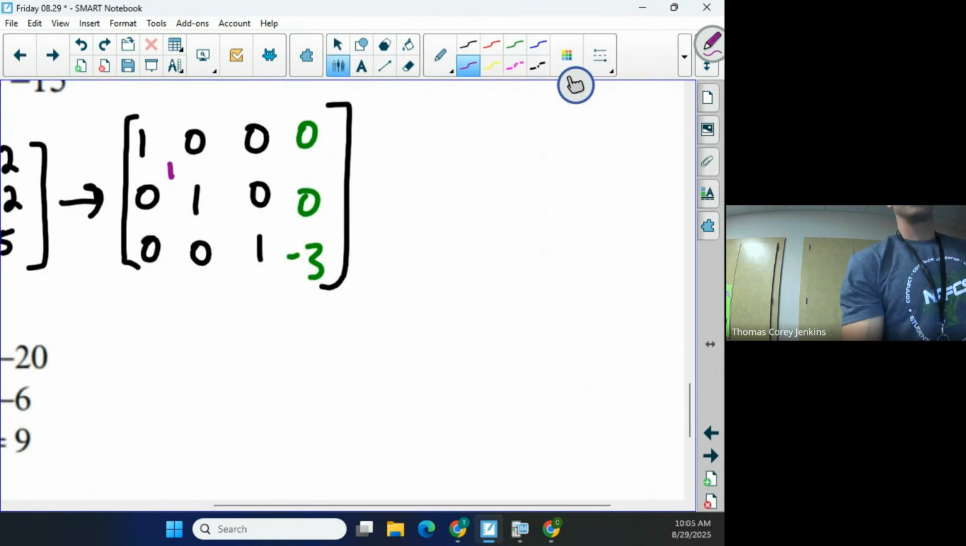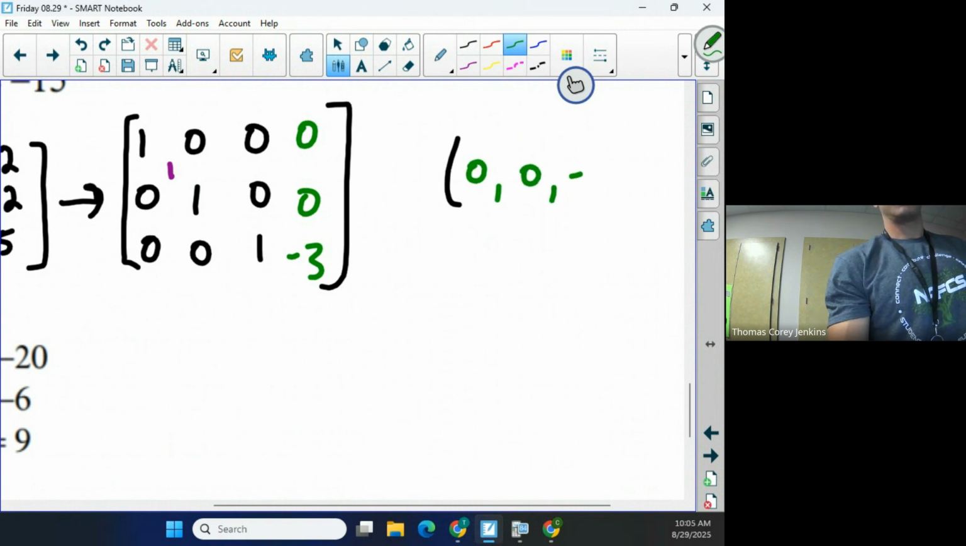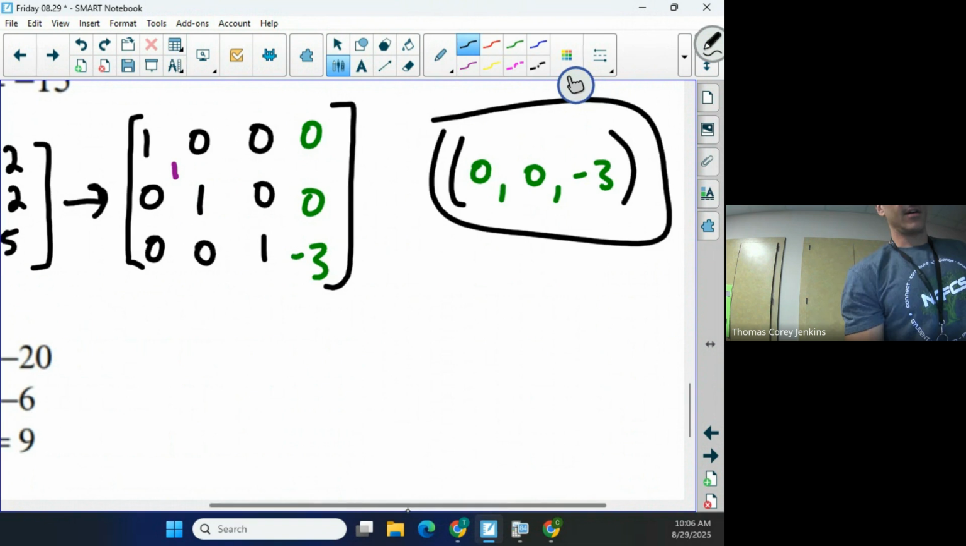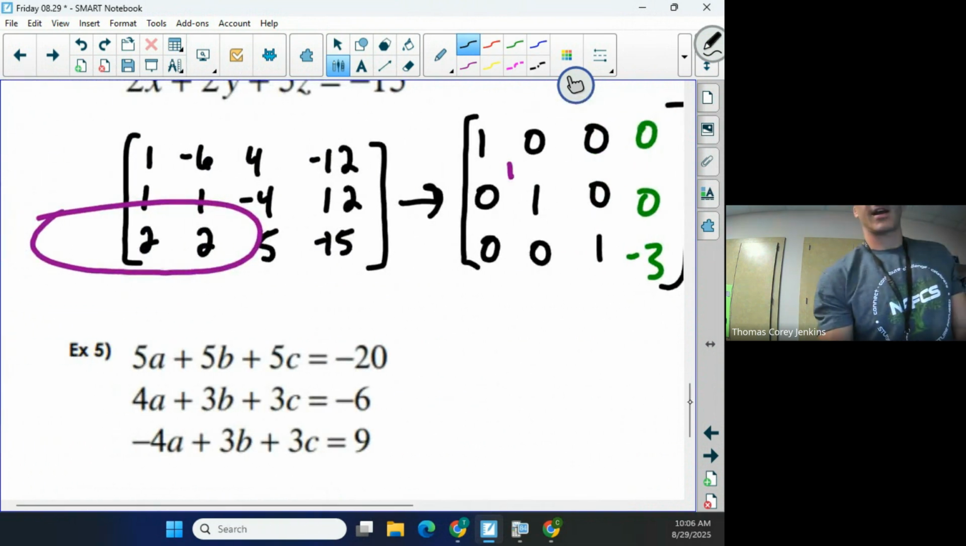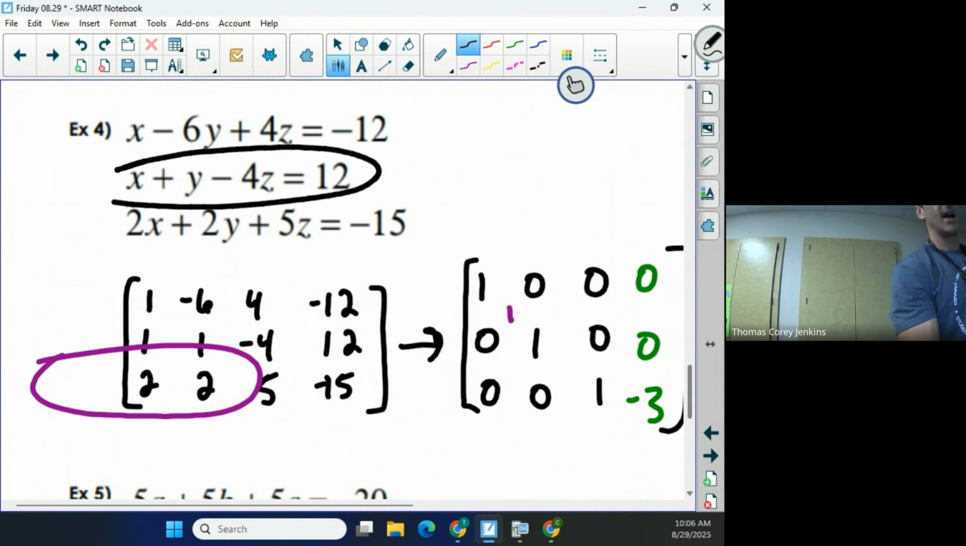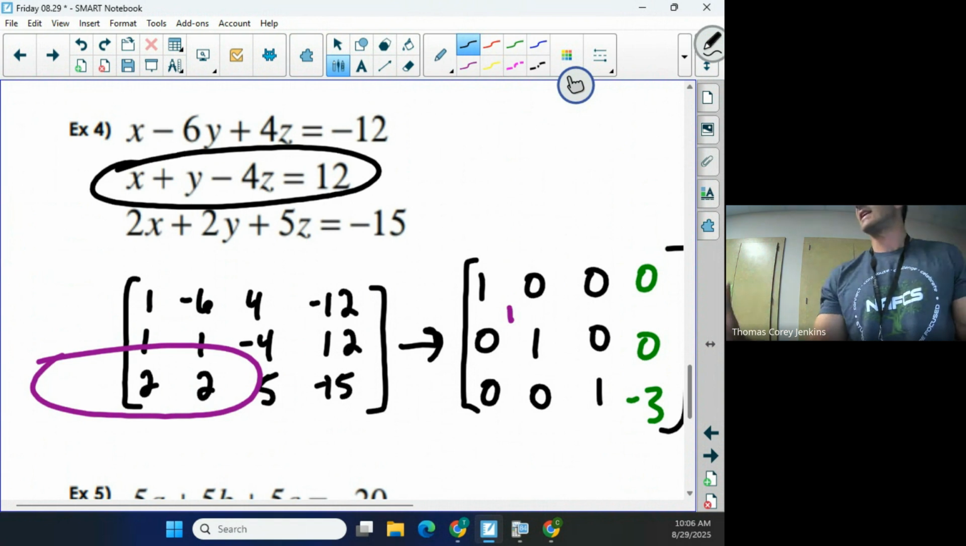So again, my solutions, you can just list those as an ordered triple. 0, 0, -3. With me? And again, if you're more of an algebraic person, you can take those solutions and plug them in, right? If I plug in 0 and 0 and -3, does it fit that equation? And yes, it will.